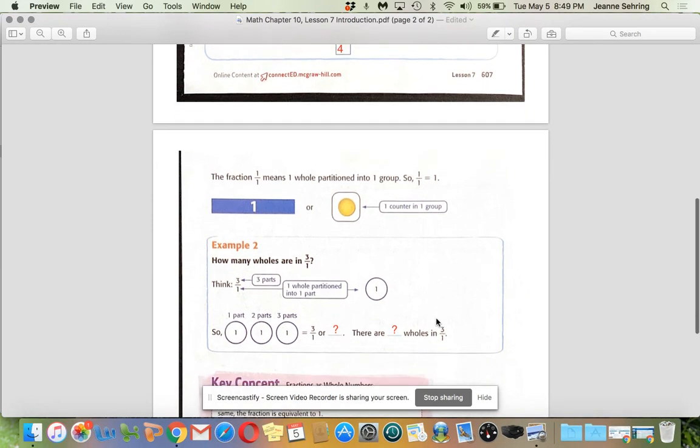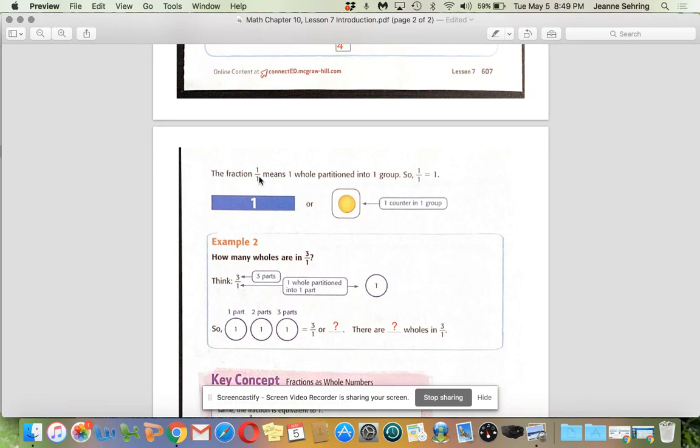Here we have 1 over 1, which, as we just said, it doesn't matter. When the numerator is the same as the denominator, it equals 1. It can be 1 over 1 or 4 over 4 or whatever. It can be anything. So it equals 1.